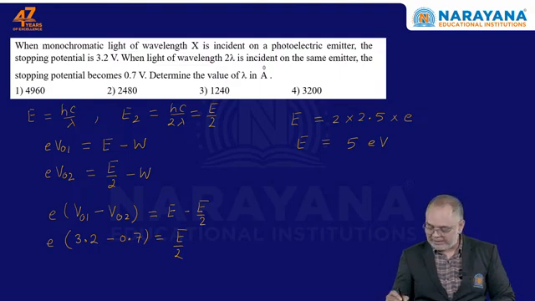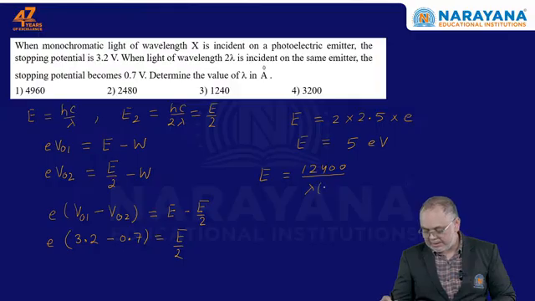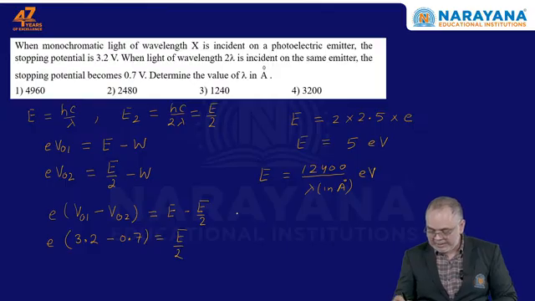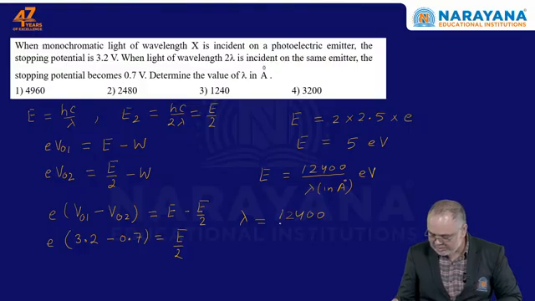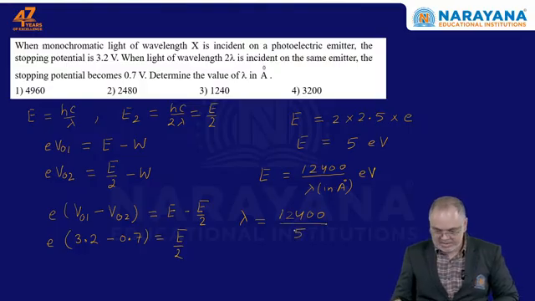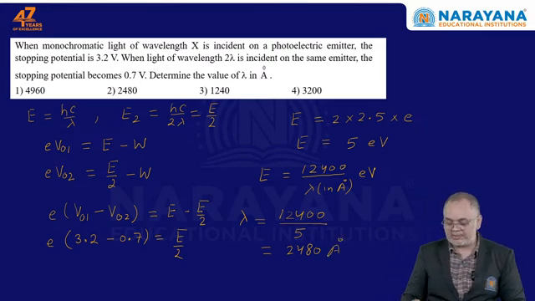Now with the help of this, we can calculate, sorry, lambda we can find here. That is E is equal to 12400 upon lambda in angstrom, and energy we have in electron volt. So here we can write lambda equal to 12400 divided by 5, which comes out to 2480 angstrom. So this is the wavelength of the incident light.